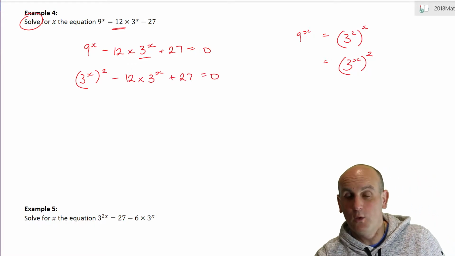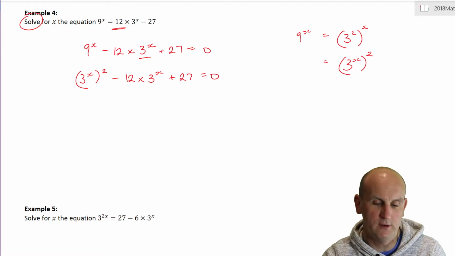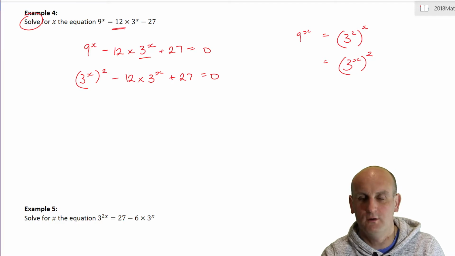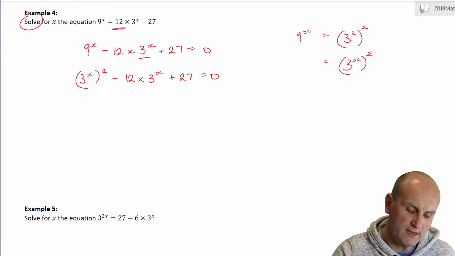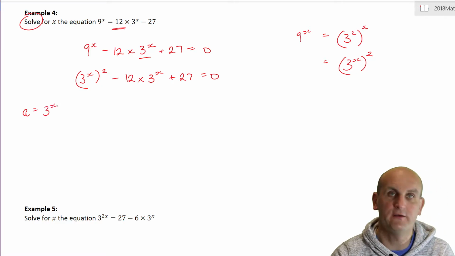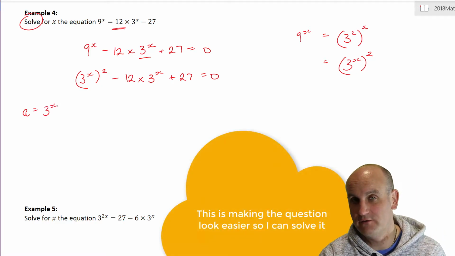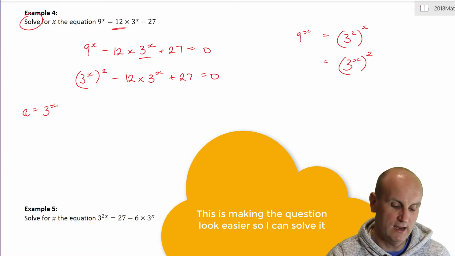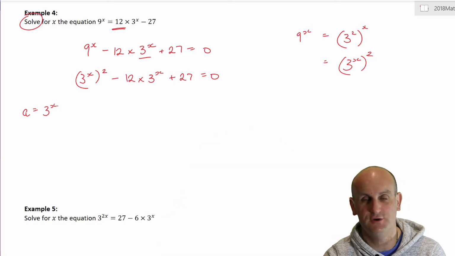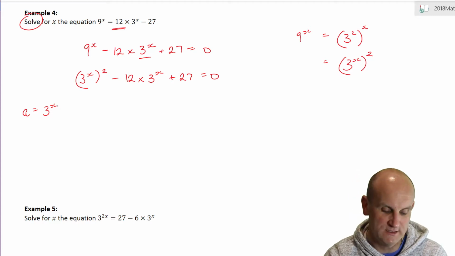Any the wiser? Well, hopefully now you're going to look at that and say, hold on, I've got a squared term, I've got an ordinary term and a number. And I'm going to say, let a equal 3 to the power of x. 3 to the power of x looks really confusing, so I'm going to take it out. Everywhere I see a 3 to the power of x, I'm going to put a in. That's a trick, because later on we're going to put the 3 to the power of x back in.